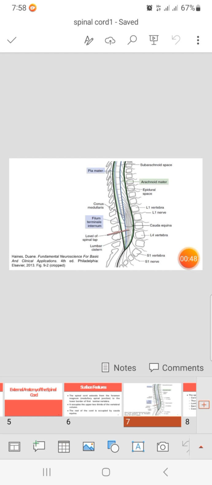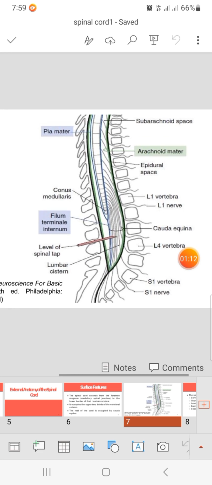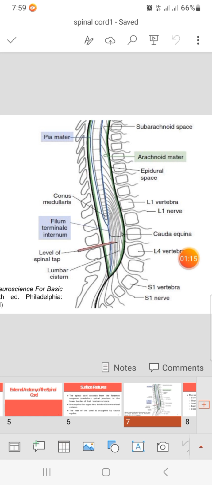Now, just look at this picture. In this picture, you can appreciate all the vertebrae and the vertebral column, and in the center is the spinal cord. The spinal cord, as you can appreciate, terminates at the lower border of the L1 vertebra, and the spinal nerves are arising from the different segments of the spinal cord. But after the lower end of the spinal cord, these spinal nerves will curve and they form the cauda equina.